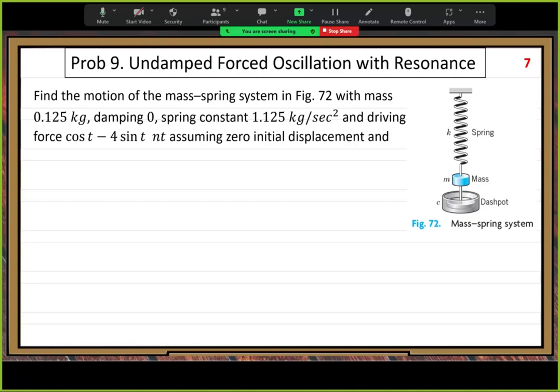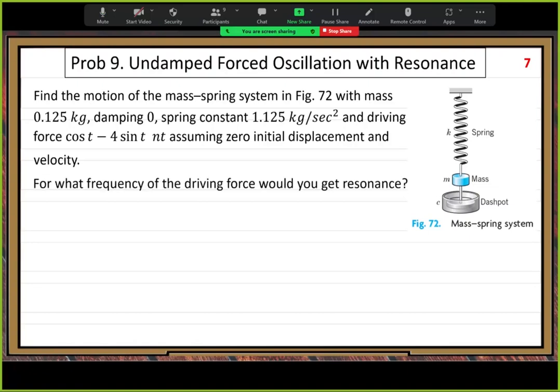Assuming zero initial displacement and velocity, these are the initial conditions. Then, for what frequency of the driving force would you get resonance? Actually, there are 2 parts. First, let's find the solution, the y function, the displacement. For the second question, we need to understand what we need to do.